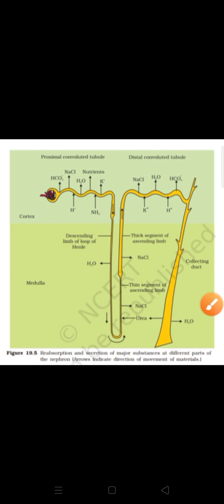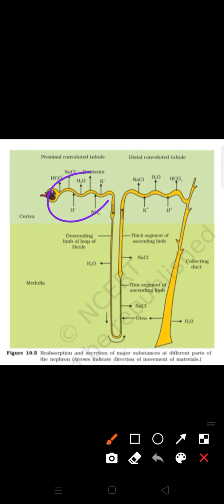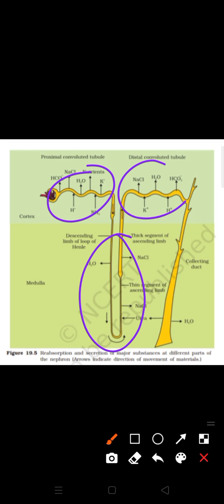So student, in this video we will discuss all the tubules which are present in the excretory system, meaning PCT, DCT, Henle loop, and collecting duct. Here you can see that this is the part of PCT, this is the Henle loop, this is the DCT, and this is the collecting duct. So firstly we will start from the PCT.